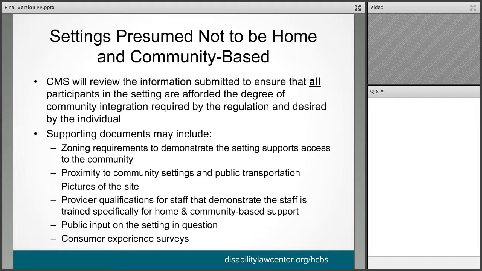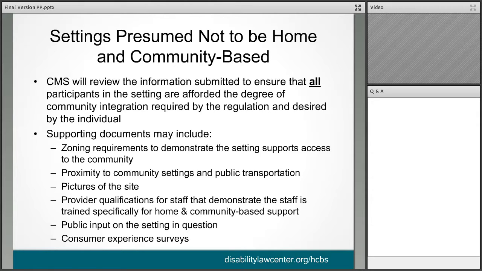Okay, and so what's going to happen is the state is going to gather this information, and then CMS is going to review everything that's submitted to ensure that all participants in this setting are afforded the degree of community integration required by the regulation and desired by the individual. And one thing to note is that CMS has said that they are going to be looking for strong evidence that the setting is not institutional and that this is not going to be a low bar.